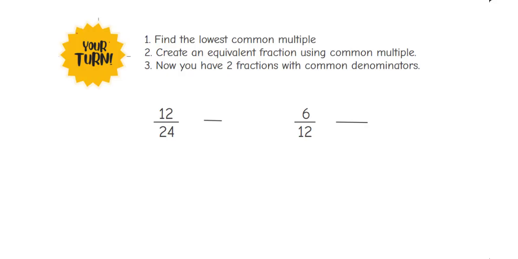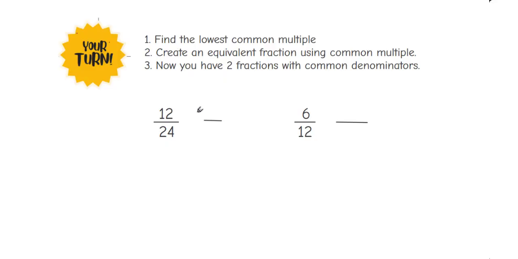Now we're going to find the lowest common multiple, 12/24 and 6/12. I do not have my multiple strip below. I will show you another way that you can find it just by writing them out if you don't have the strips. Pause the video and then come back.